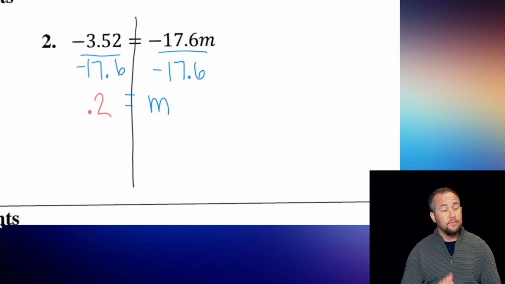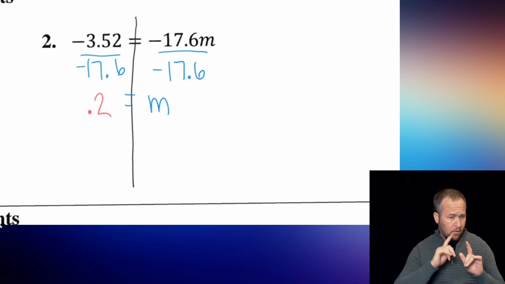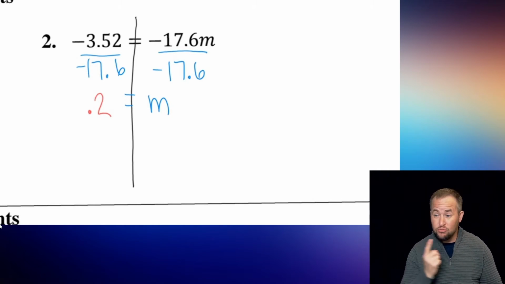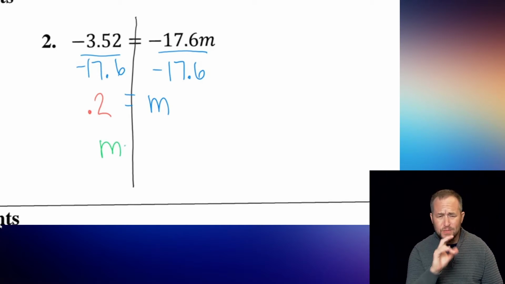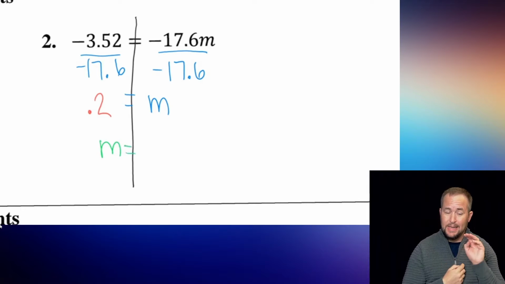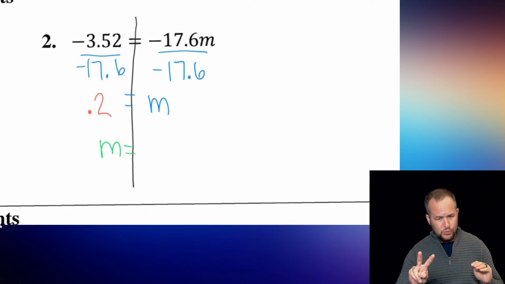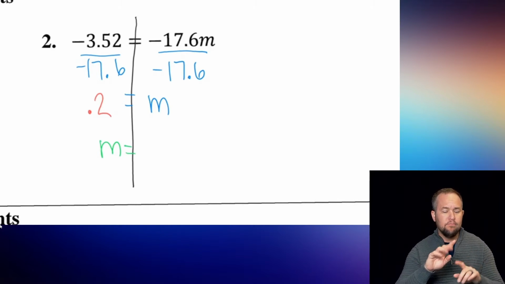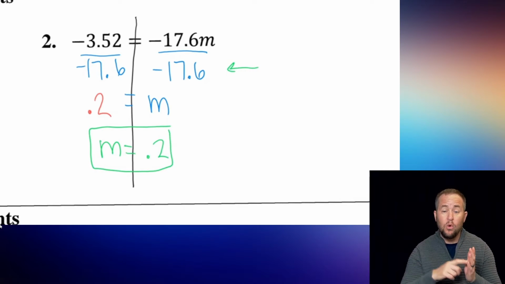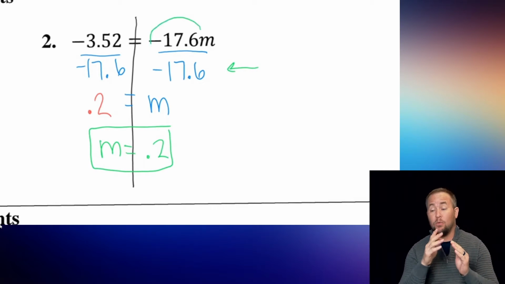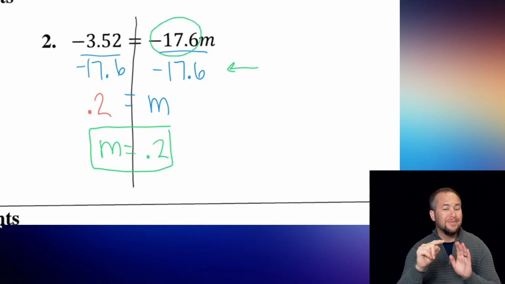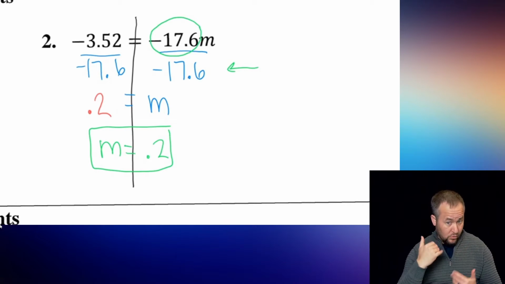All right, take a look at my final answer. 0.2 equals m, and I'm done, right? Wrong. Make sure that you switch these around. Always have the variable on the left side because you're telling me what that variable represents. So m equals 0.2. Box in our final answer. Notice that whatever I showed on one side, I did on the other. I used that entire coefficient negative 17.6. So if you have incorrect notes, if you did not get 0.2, I want you to fix your notes, please.